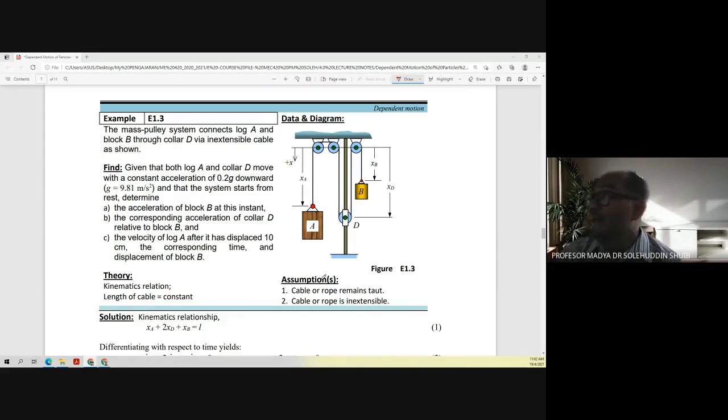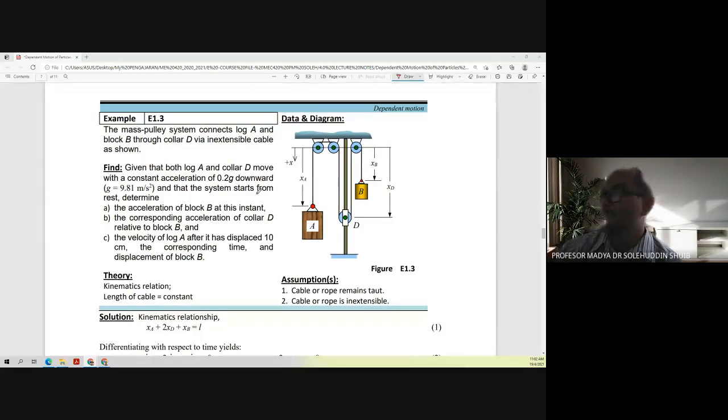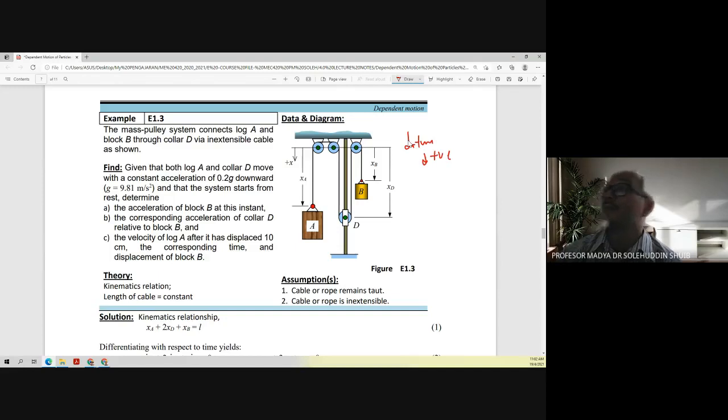We study this diagram first. Look at this diagram. We have block A and B, and then a pulley. And then we have set the datum here. We set going down as positive, right? All right, so what do you need to do here?